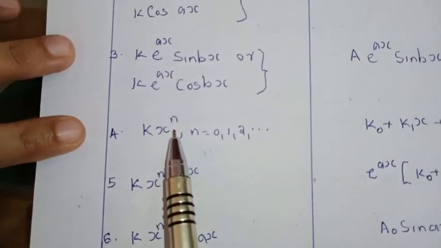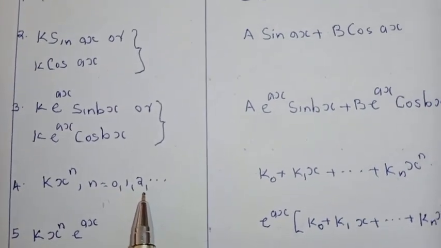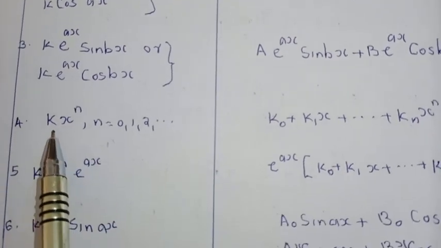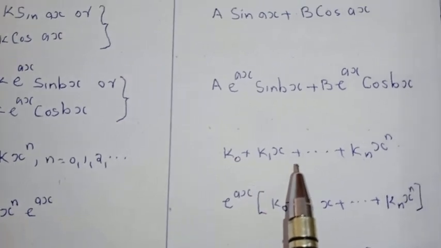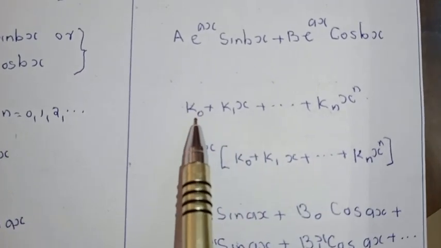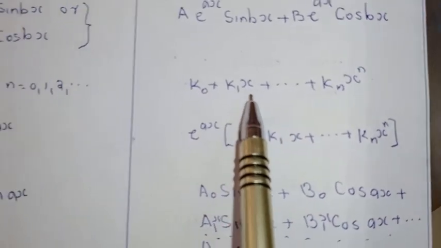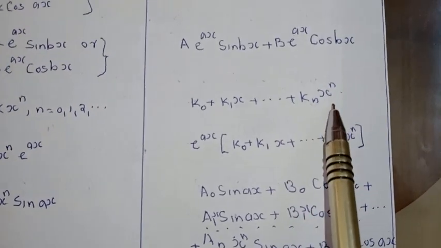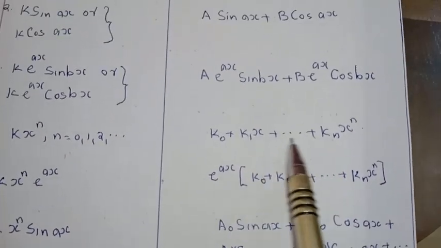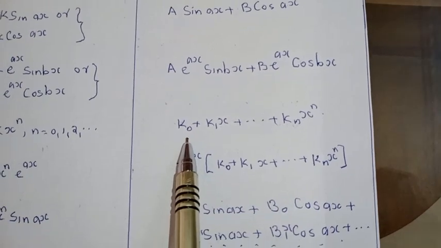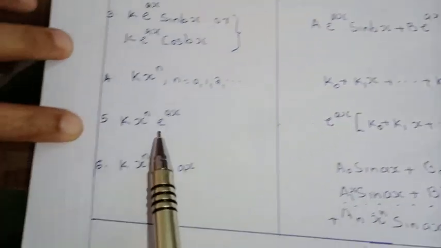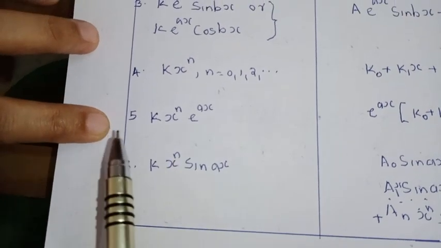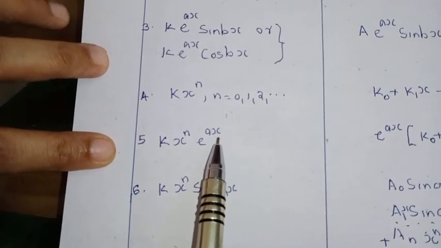Kx raised to n for n from 0, 1, 2, etc. If your f of x is an algebraic function, then you select your yp as k0 plus k1x plus etc. knx raised to n. This is the yp you have to select and then find k0, k1, etc. kn separately. Okay. Now come to the combination, the product of x raised to n into e raised to x.